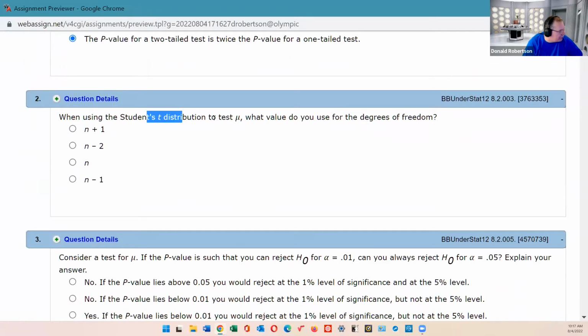When you do the student t distribution, which of those formulas is the degrees of freedom? Haven't we talked about that one? It's n-1.